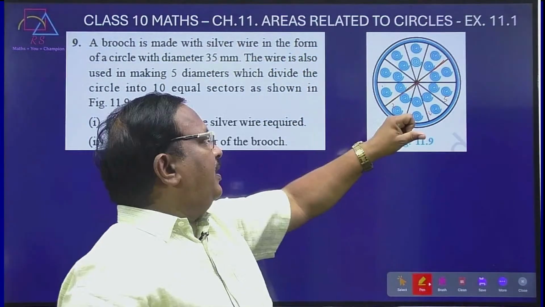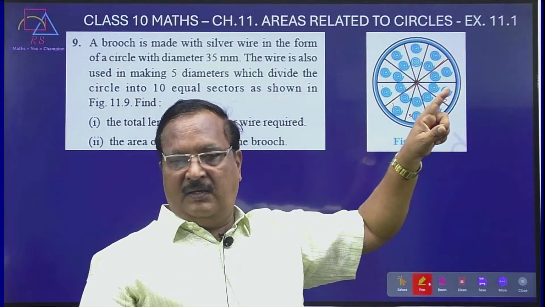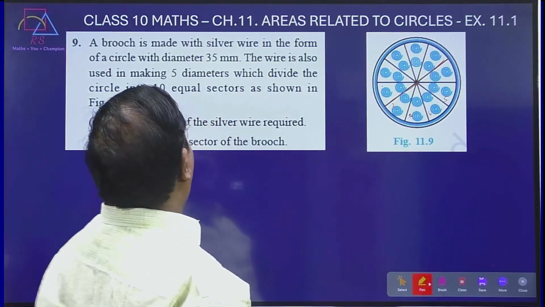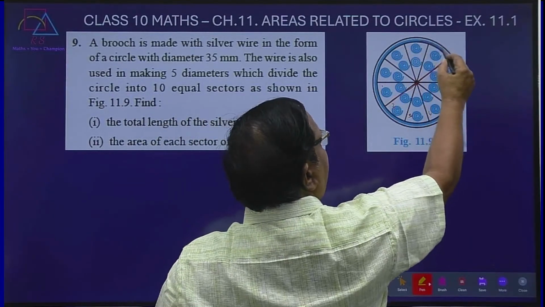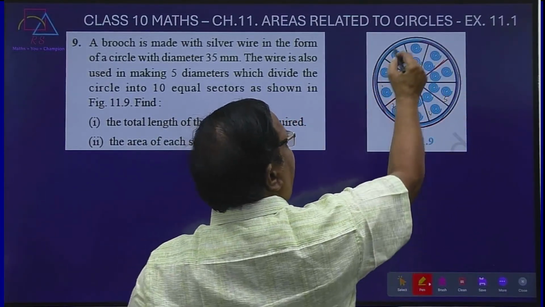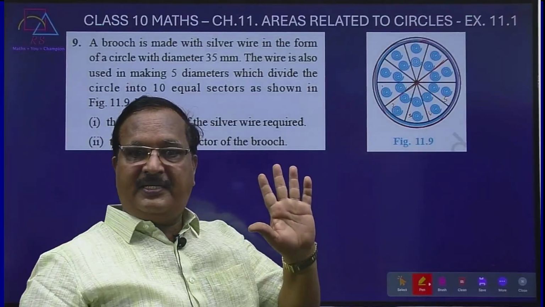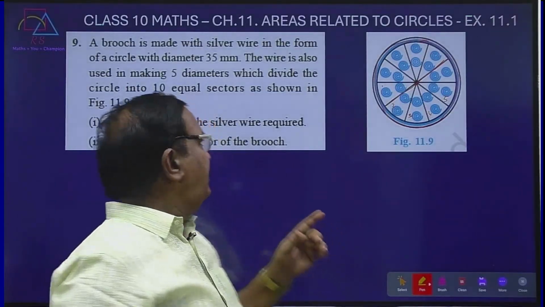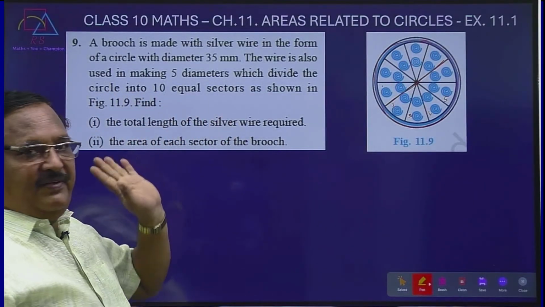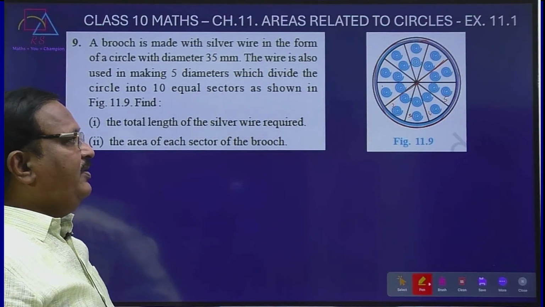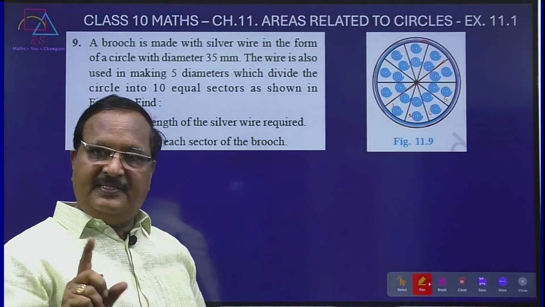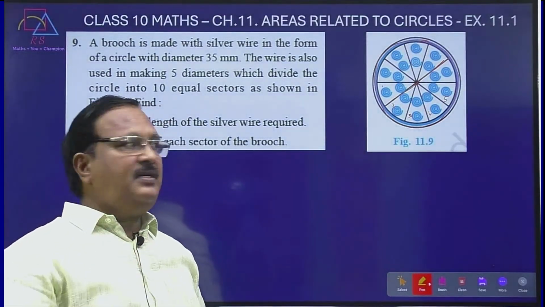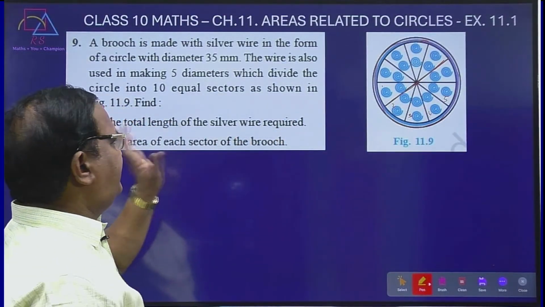So this is 5 diameters and then the total length. Even this is needed, the circumference is also needed. So 5 diameters plus 1 circumference will be the total length of the silver wire required. 5 diameters plus circumference is equal to the total length of the wire needed. That is the first question.